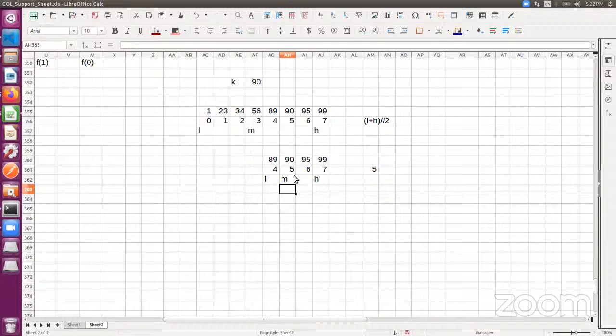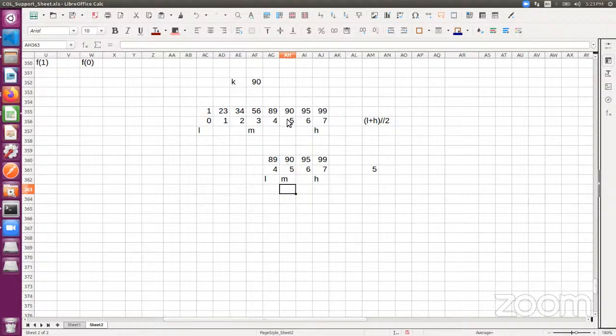Now again do the same comparison. Key is 90. Mid element is also 90. Now the search element is found. So we can directly return M, which is 5. Got it? Okay. So this is what will happen if I search for 90.